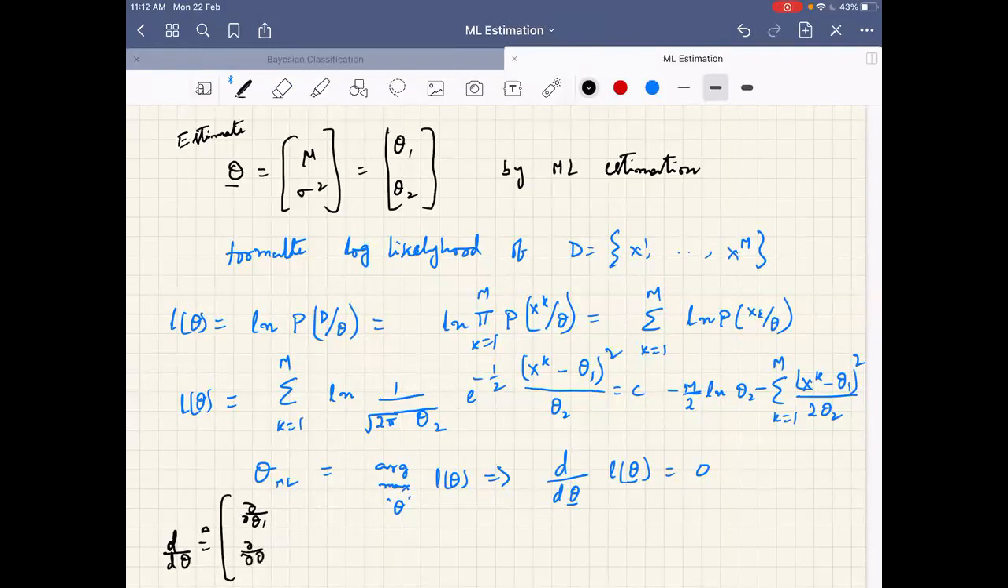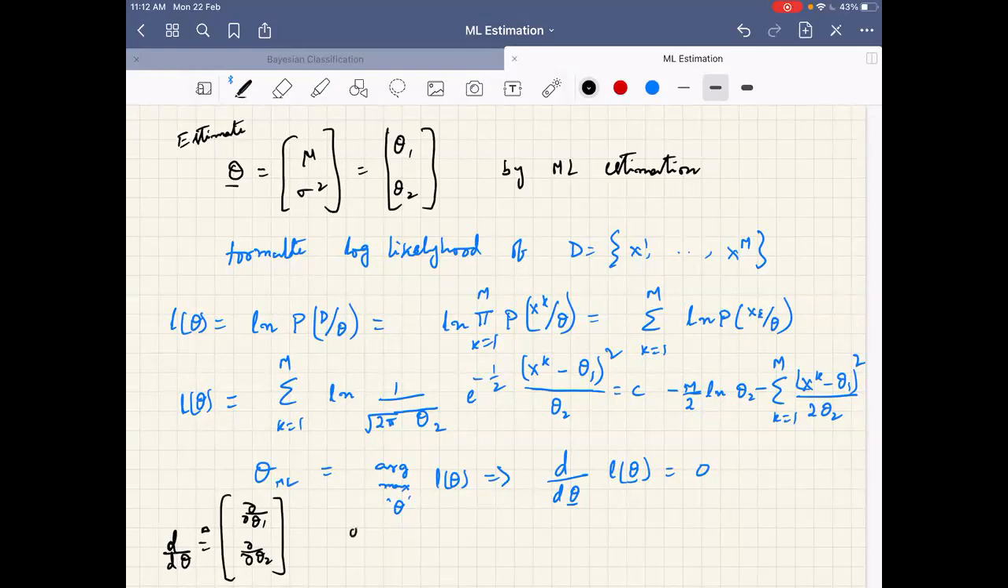We'll get two equations. Differentiating with respect to theta 1 and equating to 0 for L of theta will give me one equation. Differentiating with respect to theta 2 and equating to 0 will give me another equation. Now if I differentiate with respect to theta 1 and equate to 0, what do you think I will get?